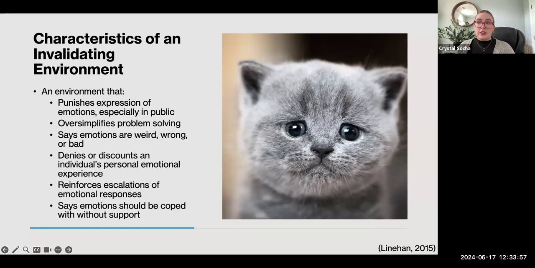See, a lot of my clients struggle with labeling their emotions. Absolutely. Especially if they were never taught what that emotion is. Definitely, yeah.